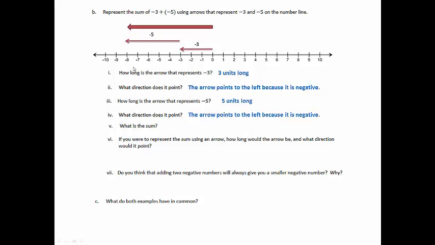The sum of these two numbers is -8. They end at the number -8. If we were to draw an arrow that represents this sum, it would be 8 units long and it would point to the left because -8 is negative.